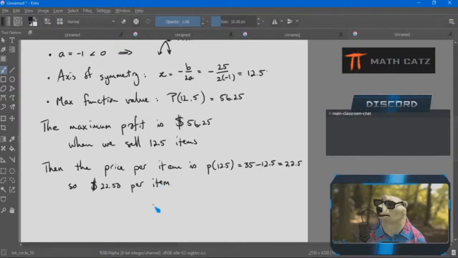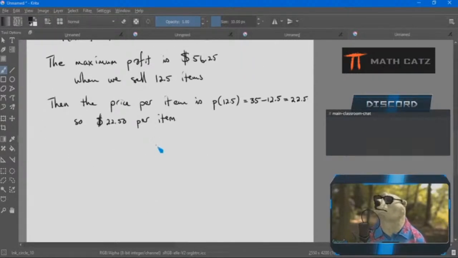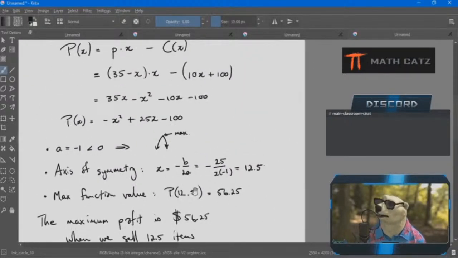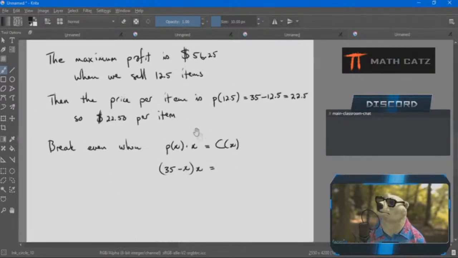The last thing we want to do is the break-even point. We are going to break even when my revenue equals my cost, or the profit equals 0. My revenue was the price, 35 minus x, times x. Cost was, I do not remember, 10x plus 100.